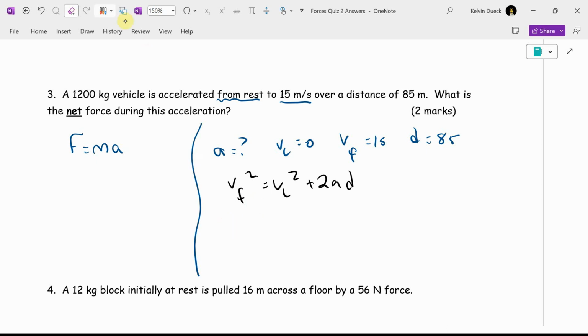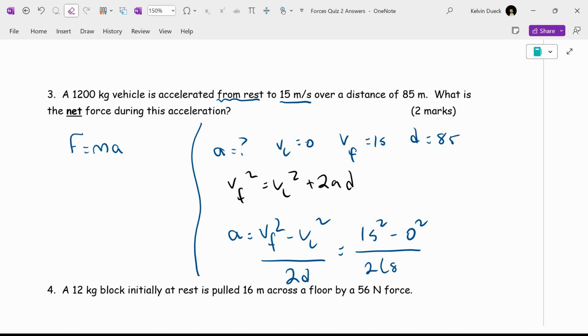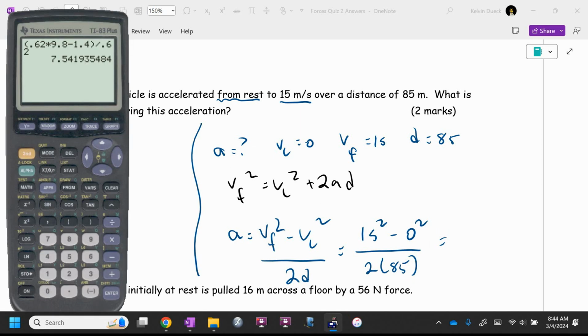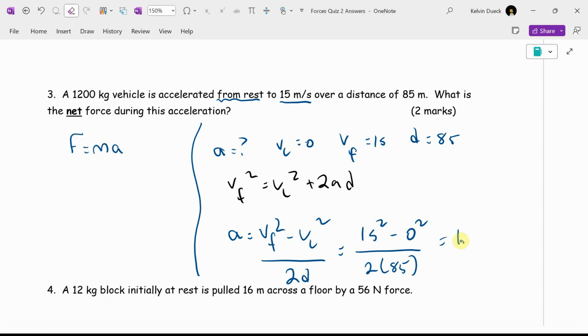And if I get the a by itself, I think a is going to be VF squared minus VI squared all over 2d. It's going to be 15 squared minus 0 squared all over 2 times 85. It's going to be 15 squared. The minus 0 squared isn't going to change anything. I get 1.3235. I'm going to write 1.32.